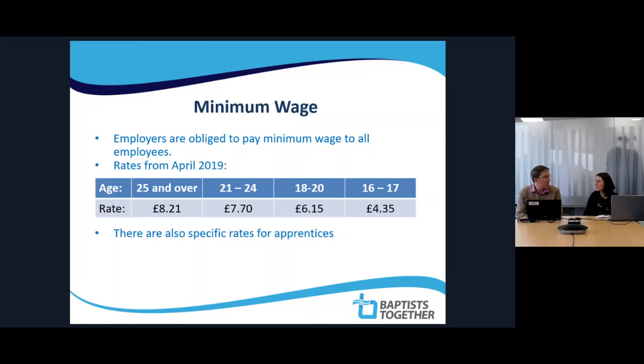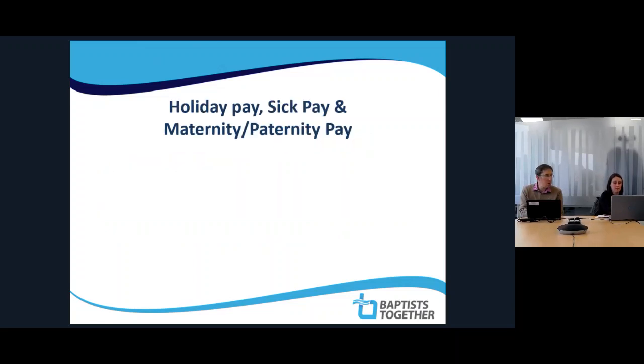Slightly different to the living wage. Yep. This is the minimum wage. The living wage is different. This is compulsory, the minimum wage, and those are the figures there for you to take a note of if you want to.